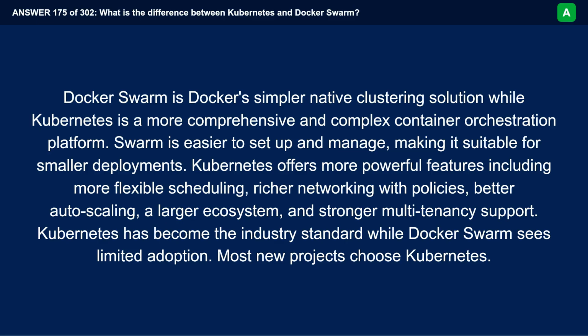Kubernetes offers more powerful features including more flexible scheduling, richer networking with policies, better auto-scaling, a larger ecosystem, and stronger multi-tenancy support. Kubernetes has become the industry standard, while Docker Swarm sees limited adoption. Most new projects choose Kubernetes.